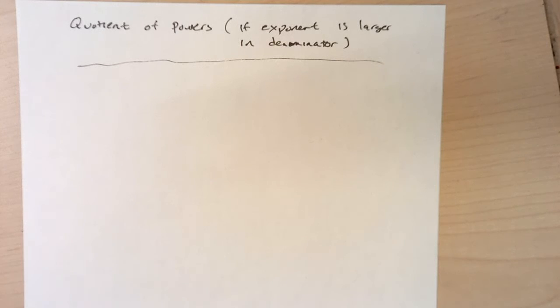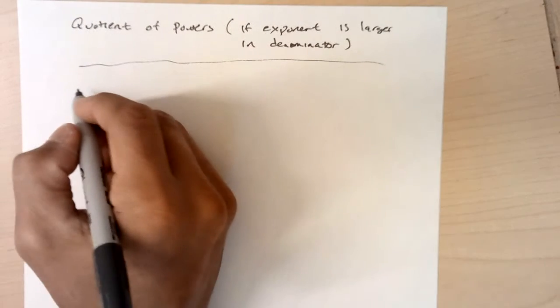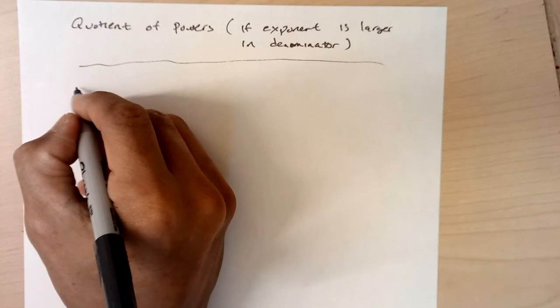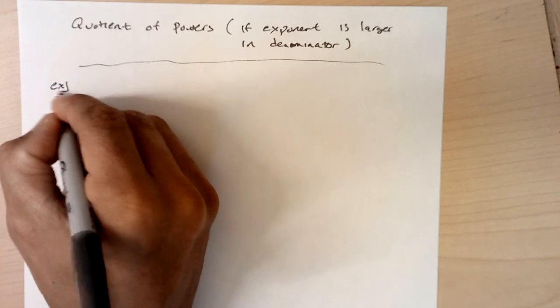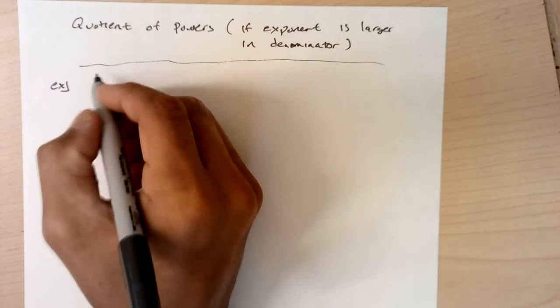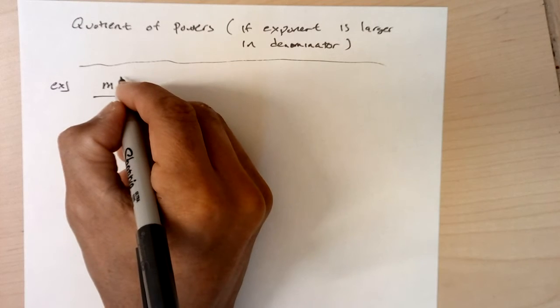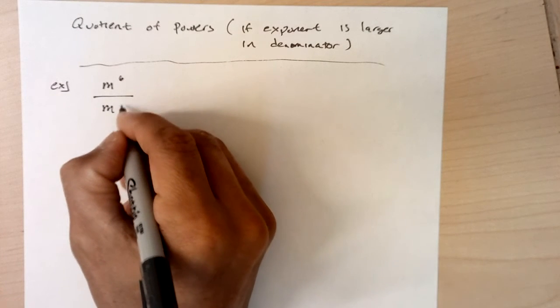Okay, continuing with quotient of power. So the example that we saw last had the exponent of the base larger in the numerator. So what happens if the exponent of the base is larger in the denominator? For example, m to the 6th over m to the 8th.